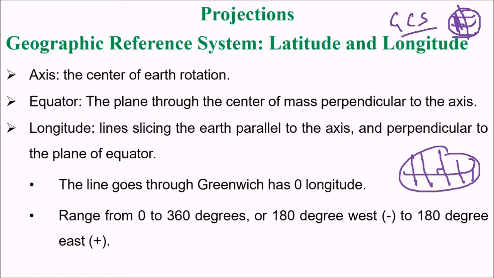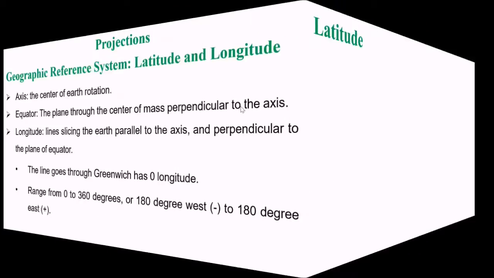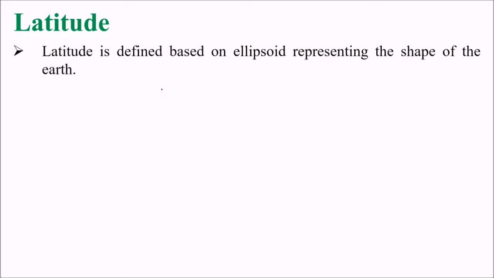So this is perpendicular. The line goes through Greenwich and has 0 longitude. This is well accepted. It ranges over the complete globe, from 0 to 360 degrees, 180 degrees to the west and 180 degrees to the east. It covers 180 degrees. Latitude is defined based on the ellipsoid representing the shape of the Earth.